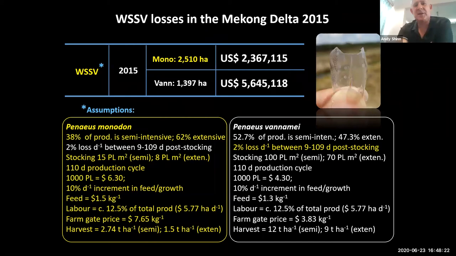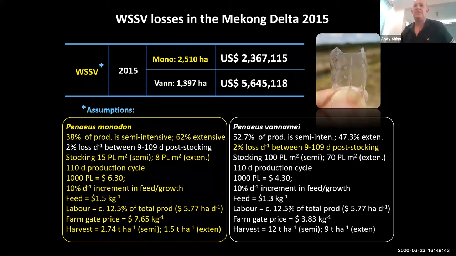in those particular regions. So just for white spot losses in the Mekong Delta for 2015, for monodon tiger shrimp, it was in the region of around 2.3 million. For vannamei, it was around 5.6 million. So again, we have challenges, not just looking on a global scale, but also on a country scale and on a more local scale as well.